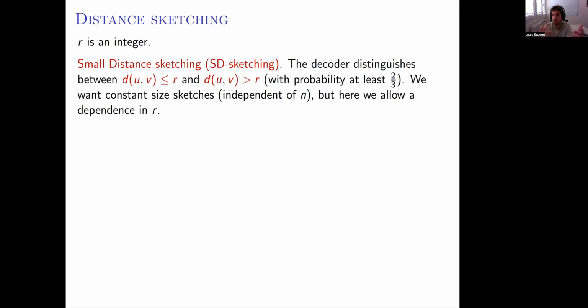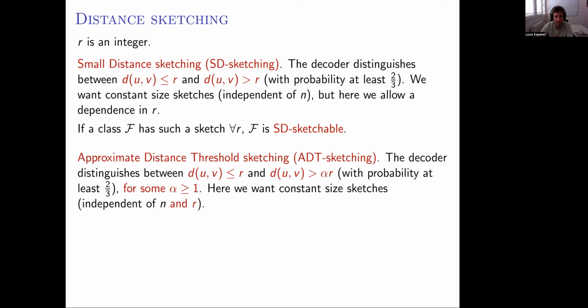The size is at most some function of r. So this is small distance sketching, and if you have such sketches for all r, with a size that depends on r, then you're said to be SD sketchable, small distance sketchable. So this generalizes having constant size adjacency sketches, because if you take r equals 1, being at distance at most 1 or more than 1 is just being adjacent or not. So if you're SD sketchable, you have constant size adjacency sketches. So this was the first variant.